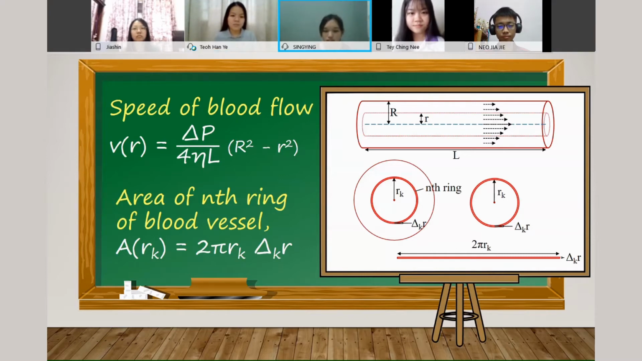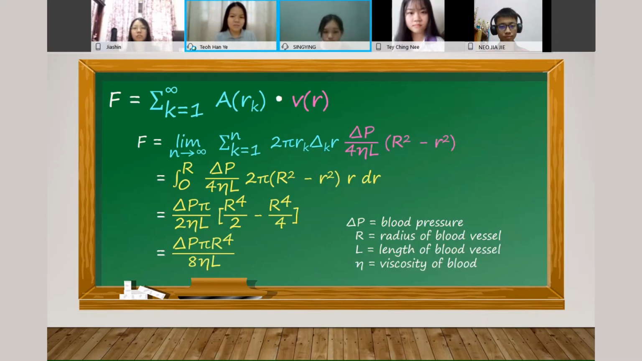Then to calculate the cross-sectional area of the blood vessel, it is divided into n intervals. Then the delta r is very small, so we can approximate it as a very thin rectangle. So we can just use the area of a rectangle formula to calculate the cross-sectional area of blood flow. After that, we can find the total volume of blood flow through the entire cross-sectional area of the blood vessel. To find the total volume of the blood flow, we need to combine the speed of the blood flow and the cross-sectional area of the blood vessel.